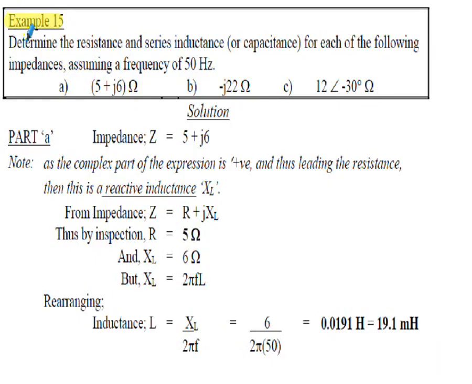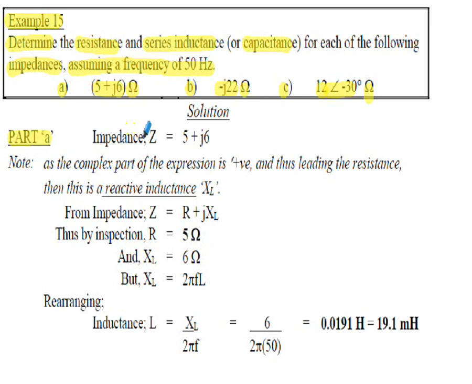Example 15. We're asked to determine the resistance and the series inductance or capacitance for each of the following impedances, Z values, assuming the frequency is 50 Hz. In part A, we've got 5 plus j6 ohms. In part B, we've got negative j22 ohms. And in part C, we've got 12 argument negative 30 degrees ohms.